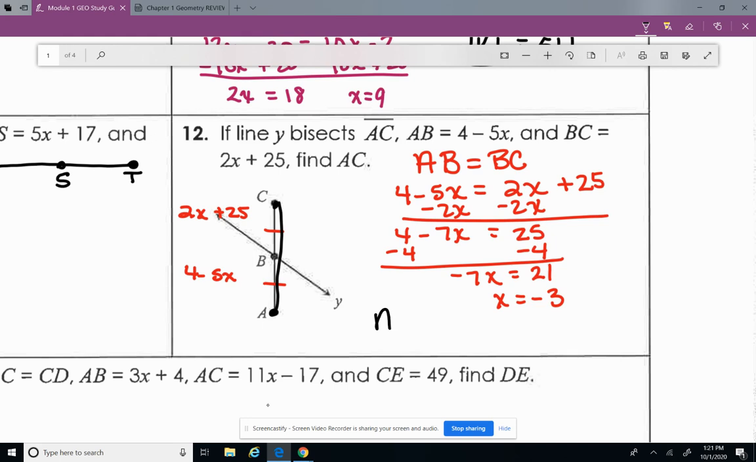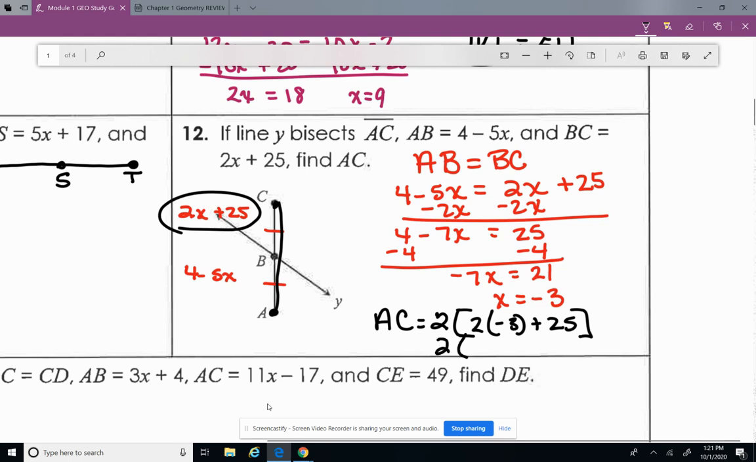Okay, they want the whole thing. So if they want AC, I just need to figure out which one of those I want to double. So I'm going to go ahead and double BC. I'm going to double 2 times -3 plus 25. All right, so I have 2 times -6 plus 25.